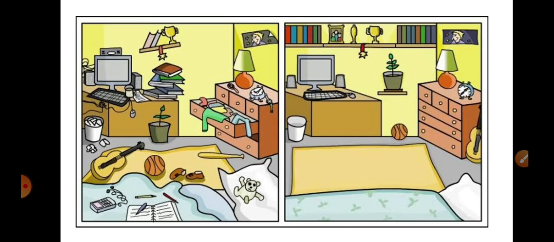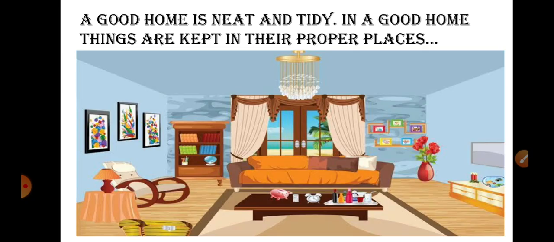Now the second thing: what is the difference between these two pictures? Can you see a difference? See, the first room is so dirty, everything is scattered everywhere, and the next picture is so clean. Which type of room would you like to live in? Obviously the clean one. So a good home is neat and tidy.